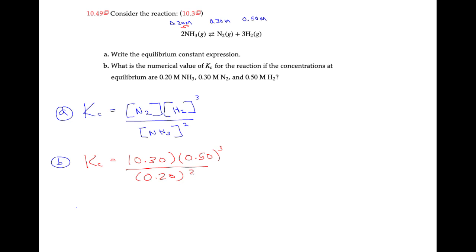So when you punch all of that into your calculator, 0.3 times 0.5 cubed divided by 0.2 squared, you end up rounding to something around 0.94 as being equal to the equilibrium constant value for those concentrations.